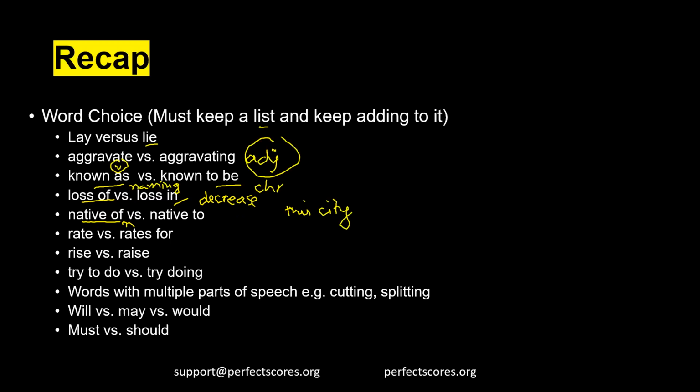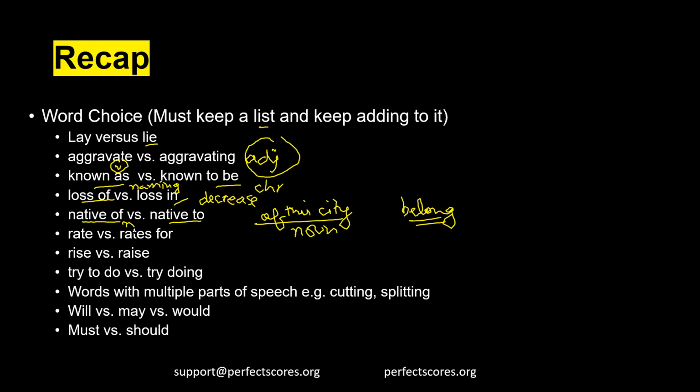So when I say I am a native of this city, I am referring to myself as a noun. When I say I am native to this city, it means I belong to this city. So that is more like a belonging that you're referring to.